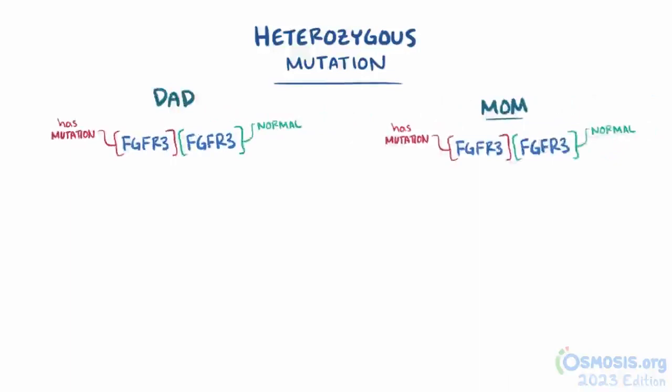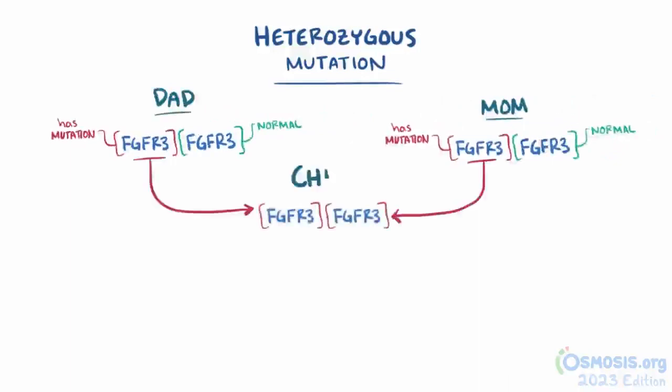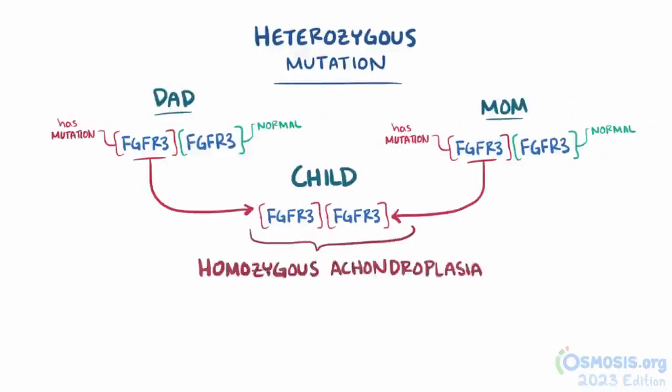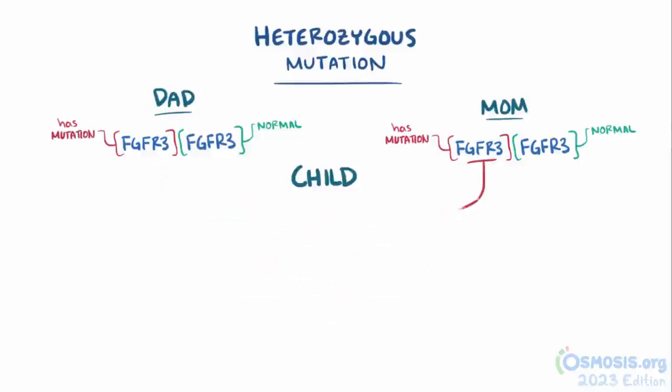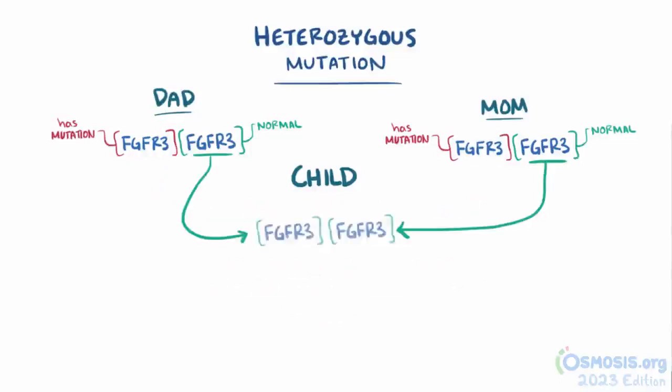What if both mom and dad have achondroplasia, and they happen to both contribute an FGFR3 mutation to the child? Well, this results in homozygous achondroplasia, an extremely severe form of the disease that's lethal before or shortly after birth. On the other hand, though, what if neither parent transmits their FGFR3 mutation? Well, if that happens, then the child won't have achondroplasia.